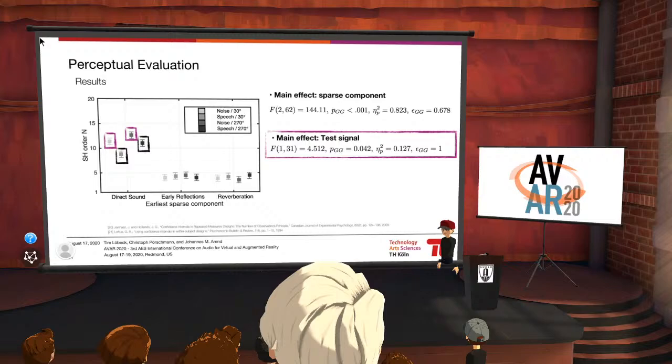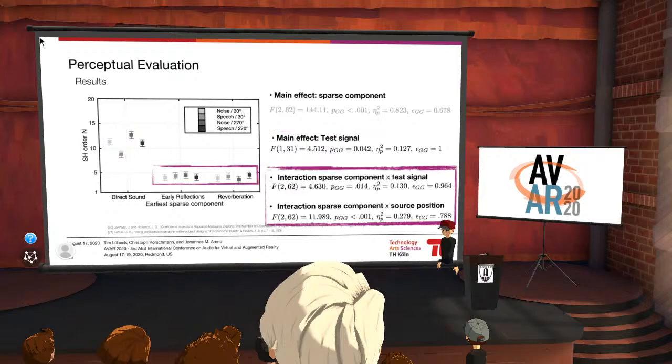And yeah, we can see that the noise signal is a more critical test signal than the speech test signal, and a reason for that could be that the timbre or the spectrum of the BIRs is more important to hear the differences than, for example, the spaciousness, and there the noise test signal is more critical for the spectrum.